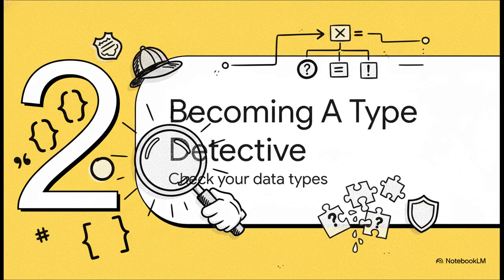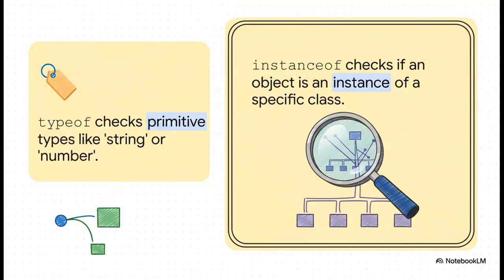But, you know, sometimes our biggest concern isn't speed, it's safety. So many bugs in JavaScript pop up because we're not sure what kind of data we're dealing with. Is it a number, a string, an array? These next operators are going to turn you into a type detective, so you can stop those bugs in their tracks.